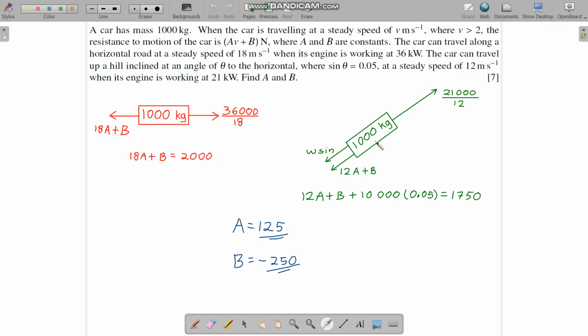And now on the slope, we have the mass, we have the engine force, power now 20,000 over speed now 12, and we have the weight component down the slope, W sine, and the friction or resistance force. We have another equation in two variables, so you can just simplify and solve simultaneously. It's a substitution or elimination. You'll find the A and the B.